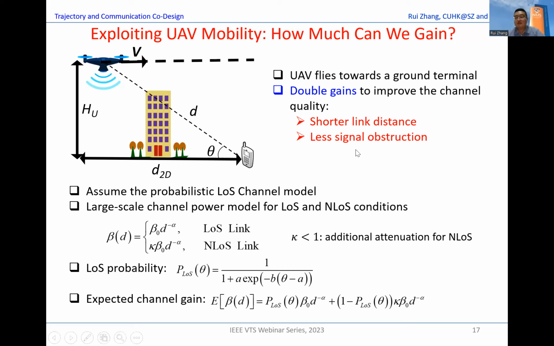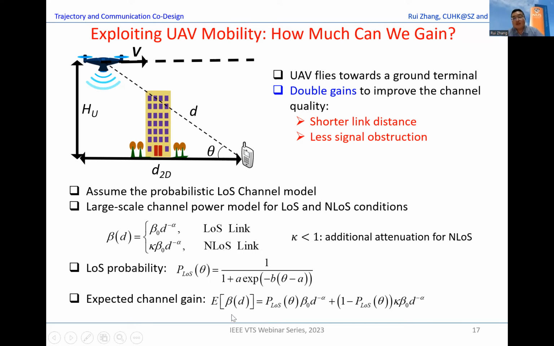We call it here double gains to improve the channel quality. On one hand, when the UAV flies closer to the ground terminal, the distance between them reduces. We know the signal power decreases over distance, when the distance increases. So this way, we can have a shorter link distance. That means we will have less power loss, propagation loss for the wireless signal. And that will help improve the received signal power of the mobile terminal.